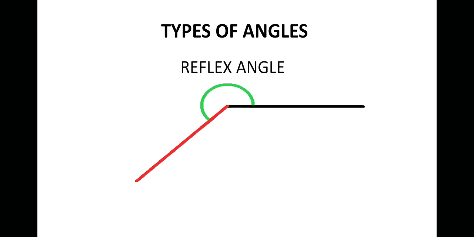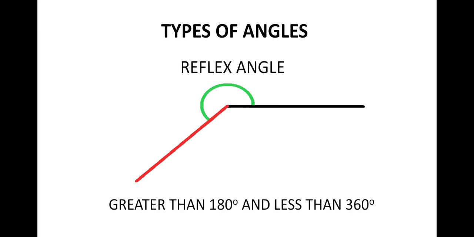Next is the straight line and the other line forms over here and meets the line, so that the angle formed is this much. This angle is called a reflex angle, and this angle is greater than 180 degrees and less than 360 degrees.